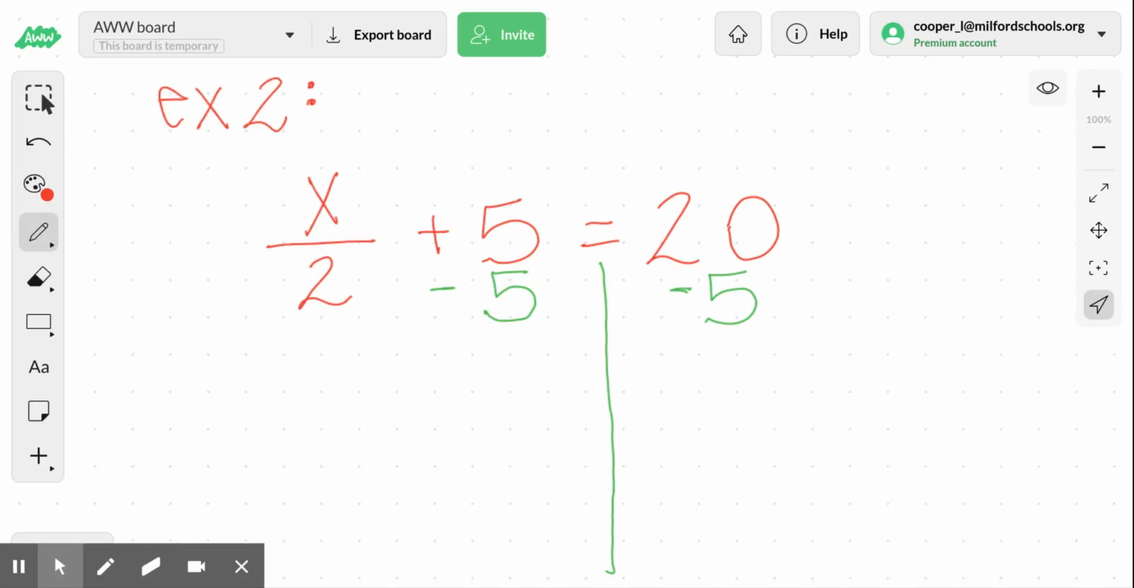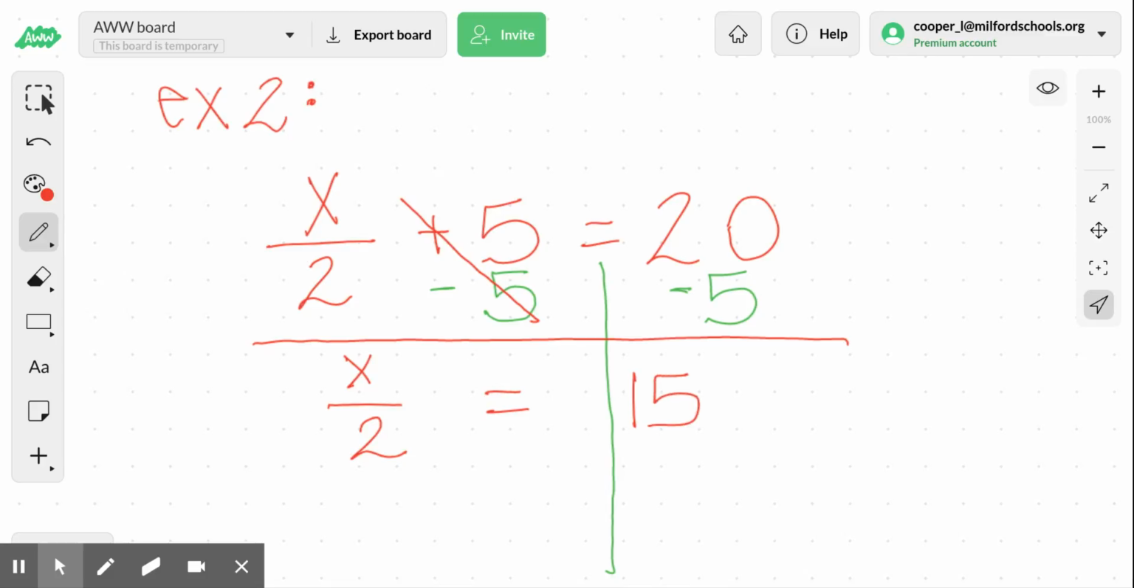So once I do my inverse, I eliminate what I need on the one side. And now I'm going to bring down what I have. So I have an x over 2 still. I have an equal sign. And then 20 minus 5 is 15.